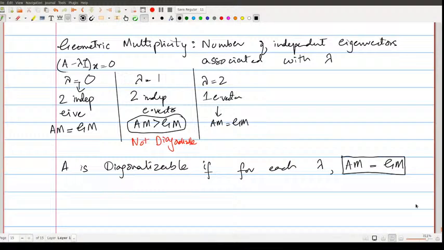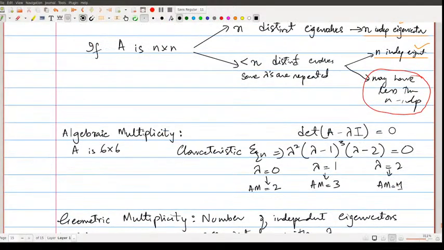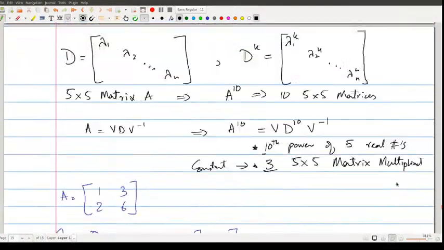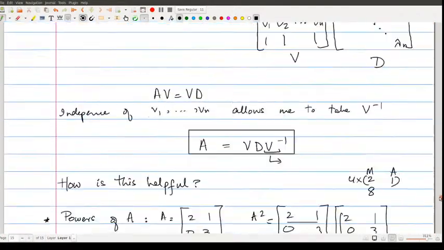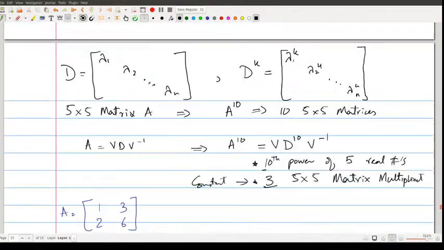Okay, that's it for today. I'm going to keep this lecture short because this just contains the basic ideas of diagonalization. We're going to talk about the applications of diagonalization in the next lecture, and I would like to stop here.